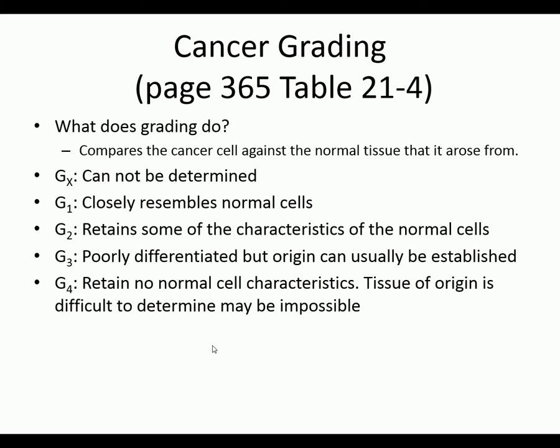So with GX, it cannot be determined. G1 closely resembles normal cells. G2 retains some of the characteristics of normal cells. G3 is poorly differentiated, but the origin can usually be established. And G4 retains no normal cell characteristics. Tissue of origin is difficult to determine and may be impossible.